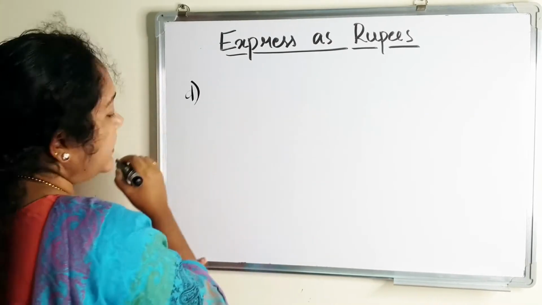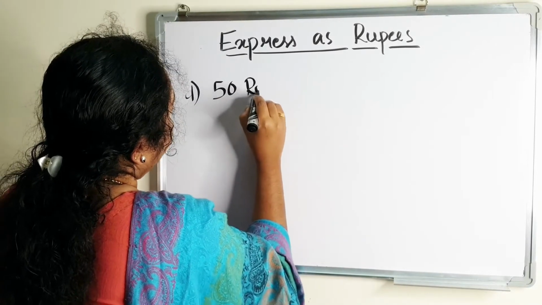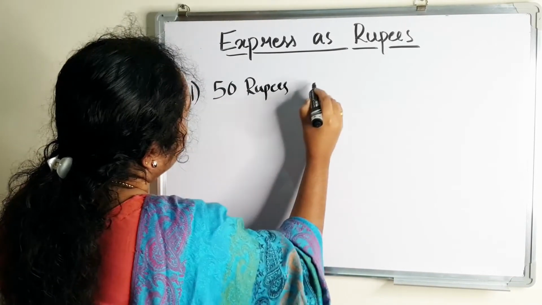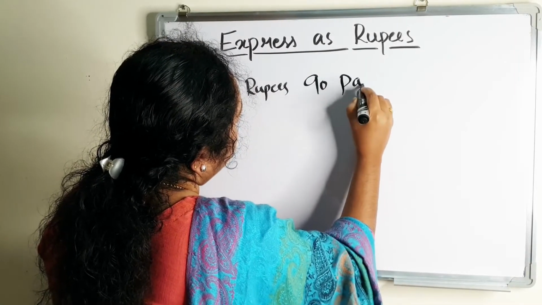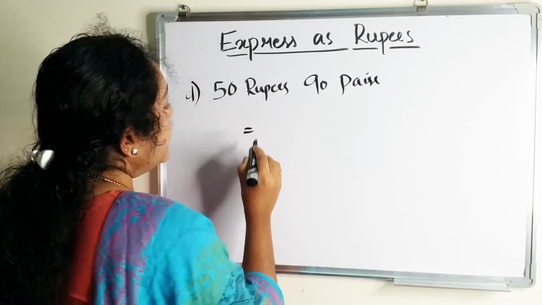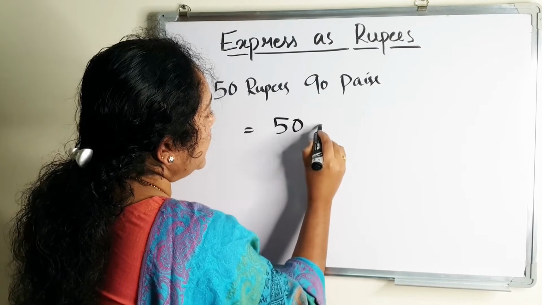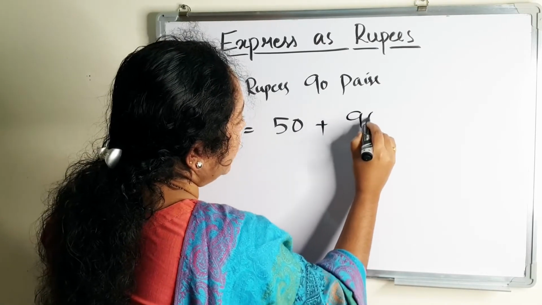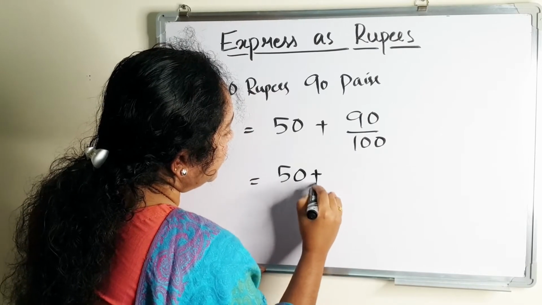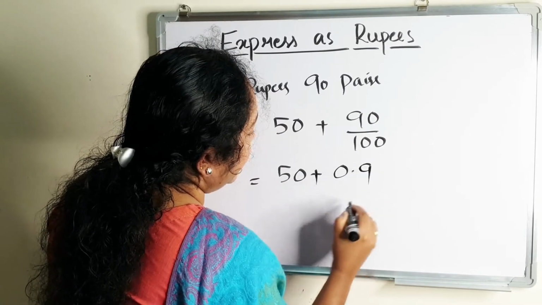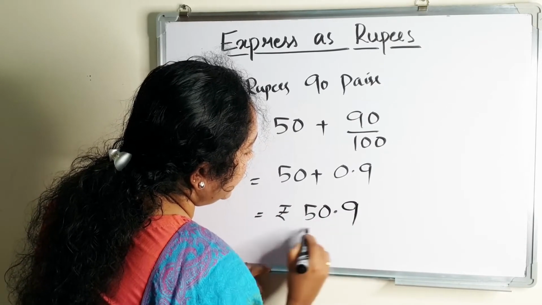Next question, D, 50 rupees and 90 paise. Here the question has rupees, that means 50 plus 90 paise, which means 90 by 100. That is equal to 50 plus 0.9, which is equal to rupees 50.9.